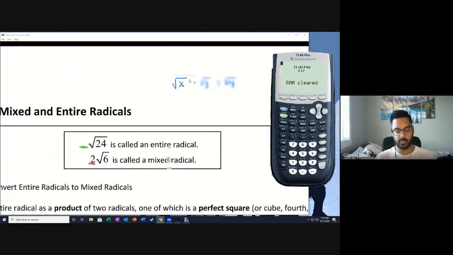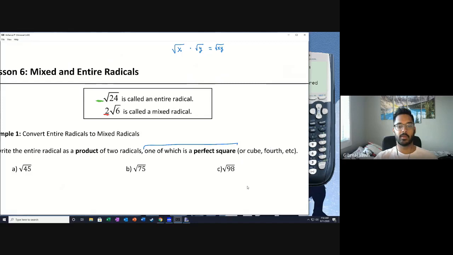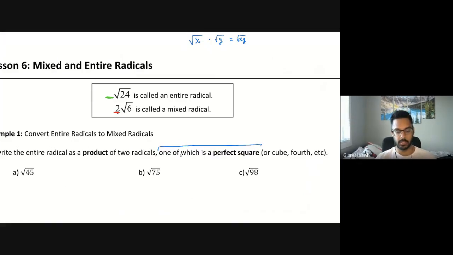And the way that we're going to split them is we're going to factor essentially the radicand so that it's a perfect square multiplied with some other number. Okay, so if it's a square root, obviously we're looking for perfect squares. If it's a cube root, perfect cubes, and so on and so on. Let's make that a little bigger for us.